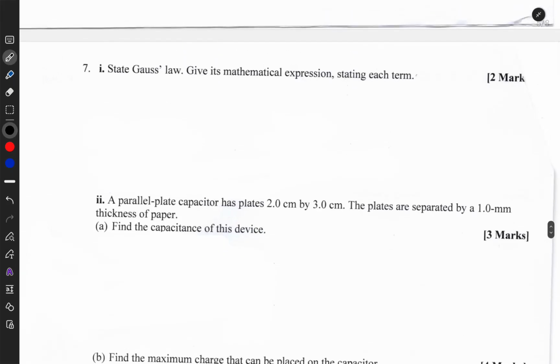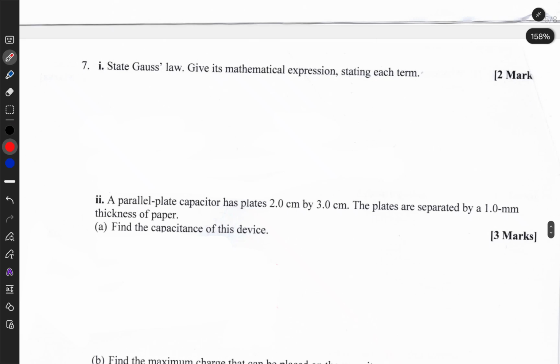Anyway, let's come to Gauss law here, which says: state Gauss law, give its mathematical expression, stating each term. So this is another easy question for us. It's saying we should just state what Gauss law says, and then give its mathematical expression and state what each term is.